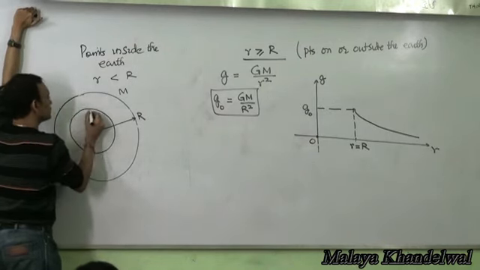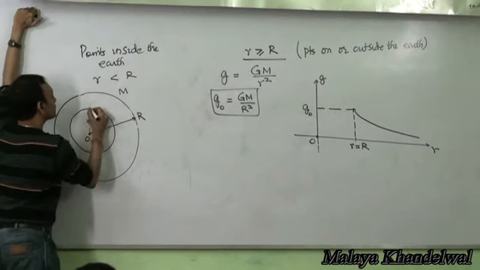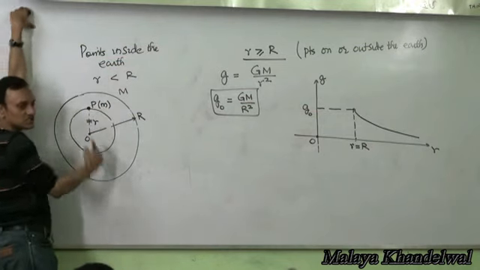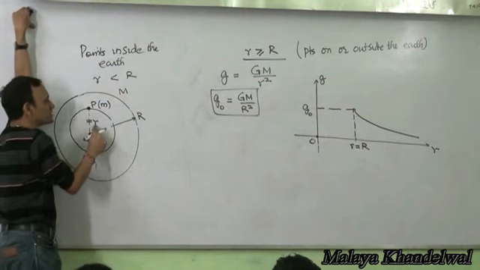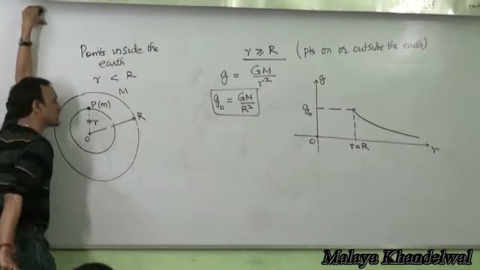Let's say there is a particle of mass small m placed at a distance small r from the center of the earth, where small r is less than capital R, which will cause the particle to be inside the earth.